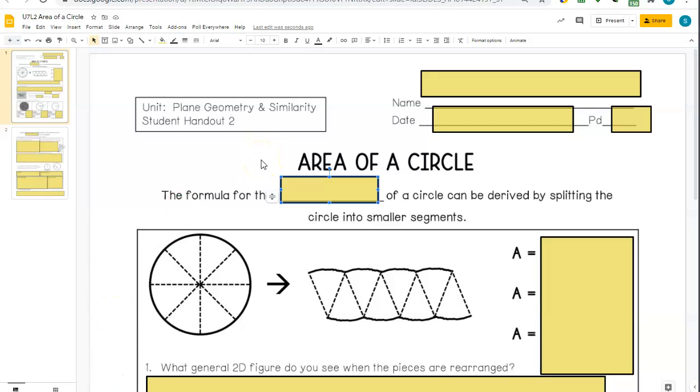Today we're working on Unit 7, Lesson 2. We're talking about the area of a circle. Now, let's remind ourselves what area is.